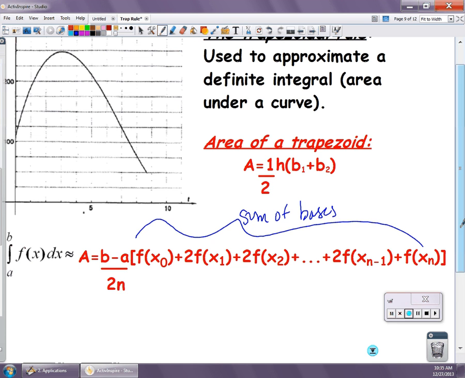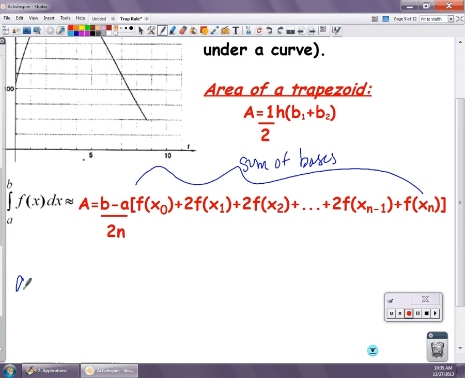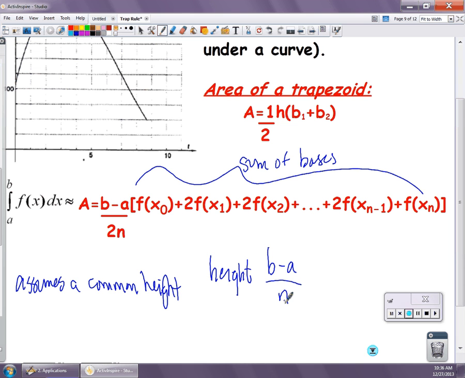Now this formula also assumes a common height. The height is calculated by subtracting the interval, b minus a over n, where n is the number of trapezoids. And that will give you your common height.